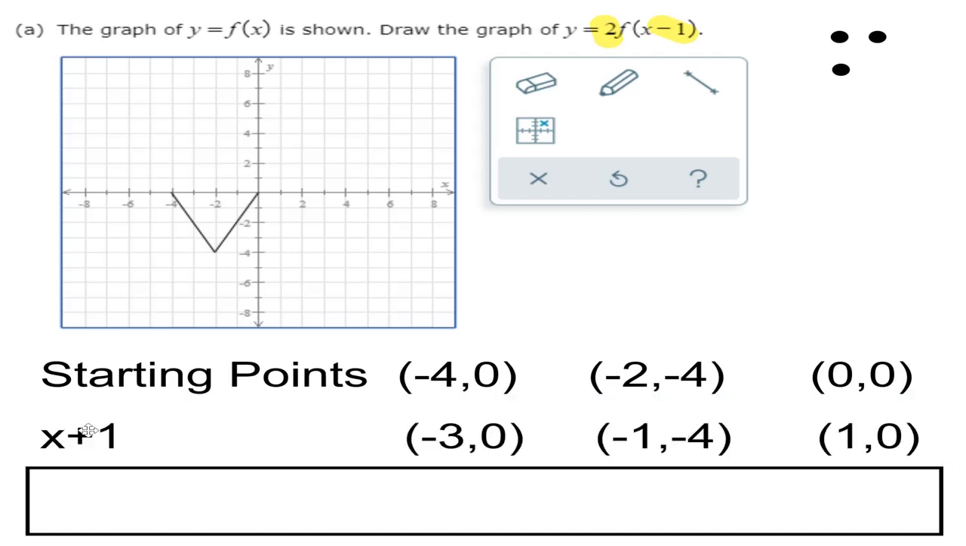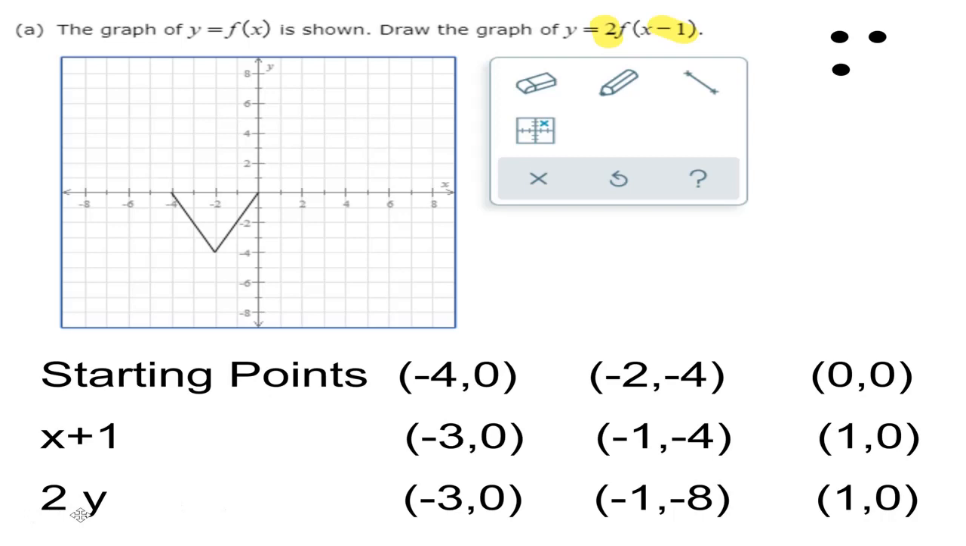And now I'm going to add 1 to the x's. So I have (-3, 0), (-1, -4), and (1, 0). So notice I just added the 1 to the x's. That takes care of the inside. Now, on the outside, I have the 2. So I'm going to multiply all my y's by 2.